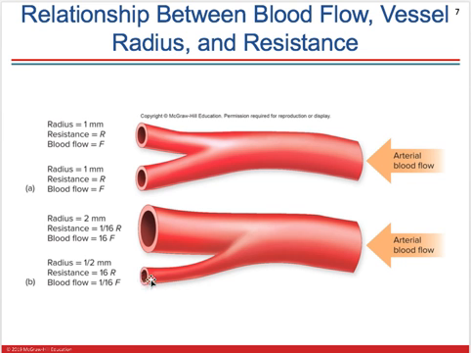Same thing here. This one is going to decrease the radius by 1/2 from here. And as a consequence, the resistance goes up 16 times over the resistance in this particular condition here. And as a consequence, the blood flow is 1/16 in this blood vessel compared to this blood vessel. So changes in blood vessel radius, diameter, have a tremendous impact on blood flow.